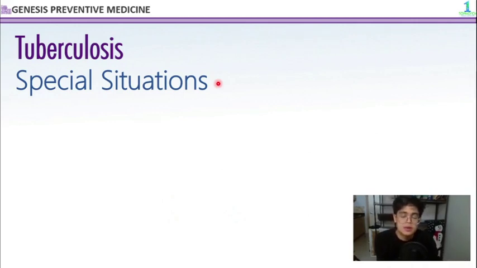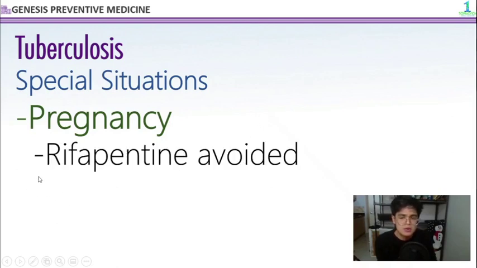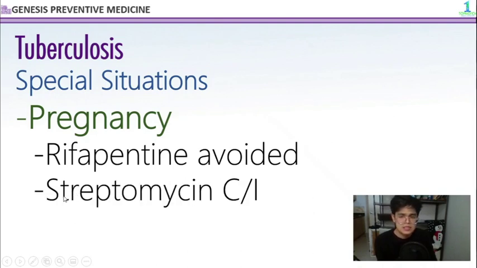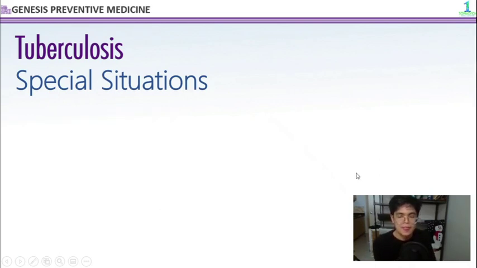What are some other peculiar clinical situations where there need to be adjustments in how TB is being treated? First off, for pregnancy, what happens with a pregnant patient with TB? So rifapentine is avoided for potential adverse effects. Streptomycin is contraindicated for ototoxicity to the baby. And pyridoxine 25 milligrams per day is given as a supplementary vitamin for the pregnant patient.